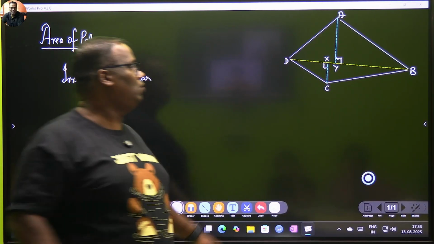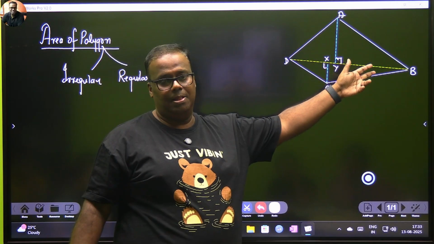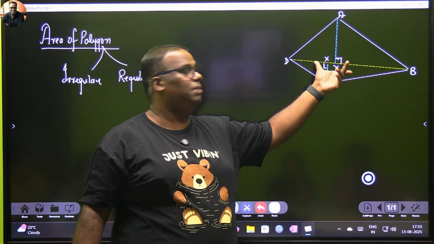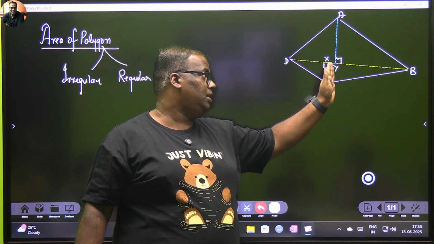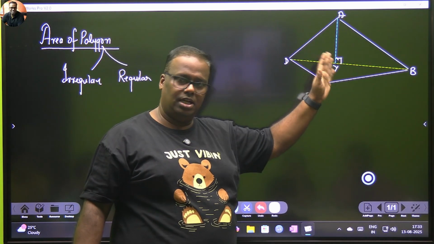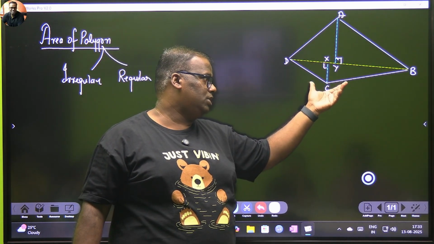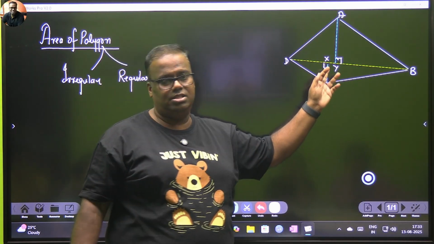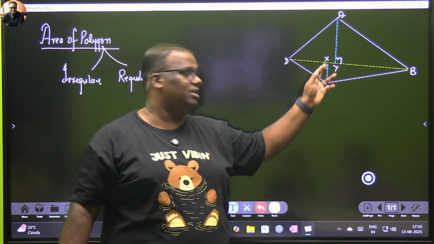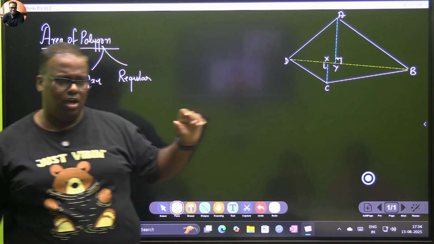If I look at the top triangle, which is ADB, my area would be half into the base, which is DB, multiplied by AX. Done. And if I do the area of this other triangle, then it will again be half into DB multiplied by CY. It will be AX and CY. Have you understood? A figure can come like this.